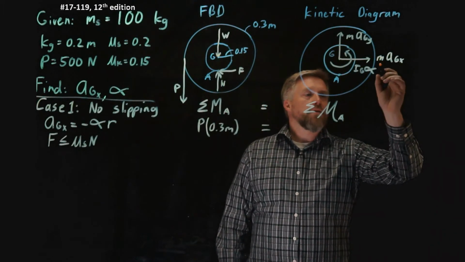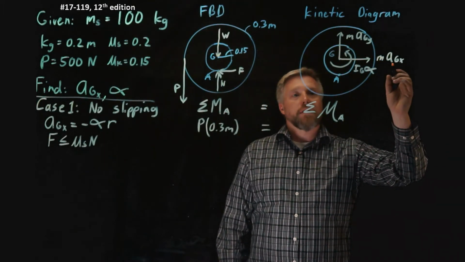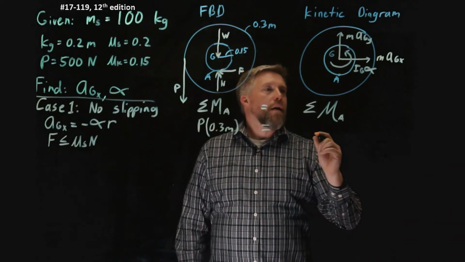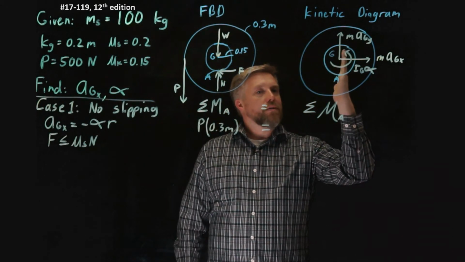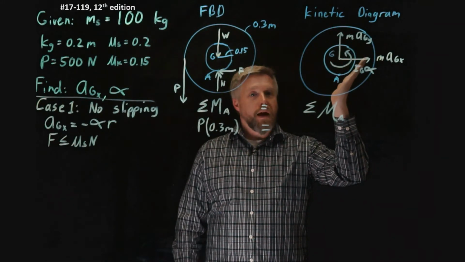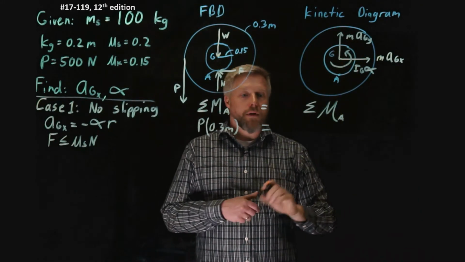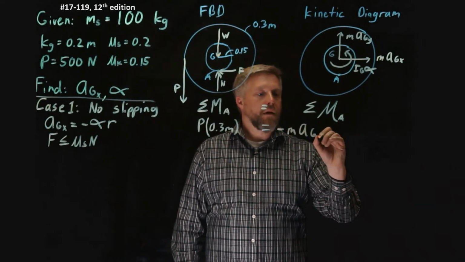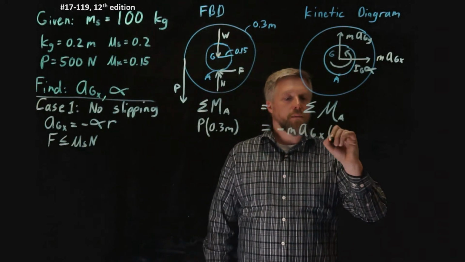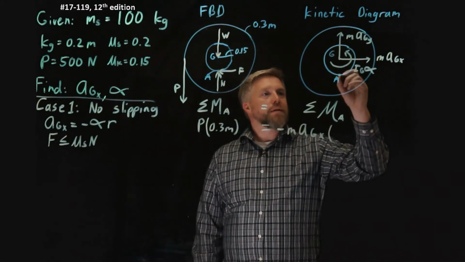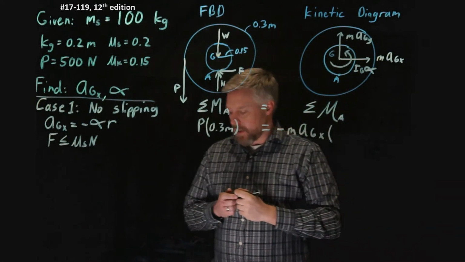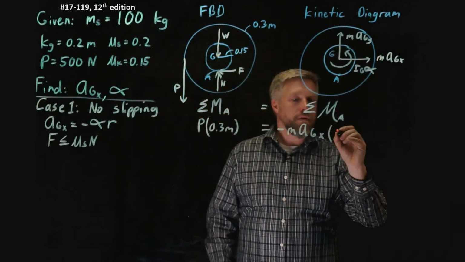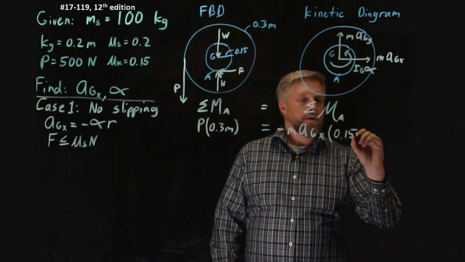However, the pseudo force, mass times acceleration of the center of mass in the x direction, does come into play. If I put my thumb on A, point my fingers towards that force, it would tend to bend my fingers backwards, which is a negative moment. That's the pseudo force. Now I multiply it by the distance. What's the distance? Well, it's the distance between A and G. And you can see that distance over here is the radius of the inner circle of 0.15 meters.